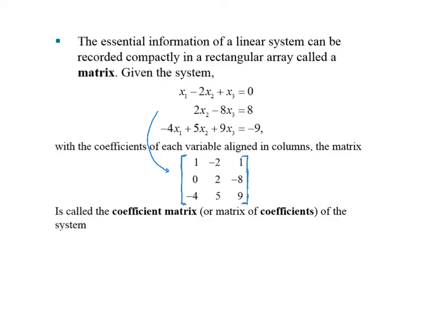Okay, and then if you take the coefficients from the first equation, 1, -2, and 1, coefficients from the second equation, 0, 2, and -8, we see that down in the second row of our matrix. And then the third equation, -4, 5, and 9. That is called a coefficient matrix. Matrix of coefficients is the less commonly used order of words, but it's a coefficient matrix for that system. So when you see the term coefficient matrix come up in our book, know that we are just referring to the left-hand side, the coefficients of the variables in our system.